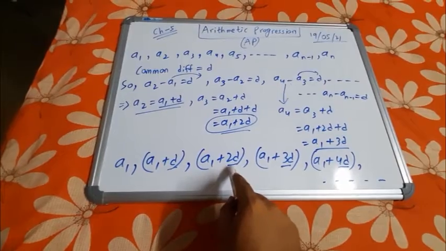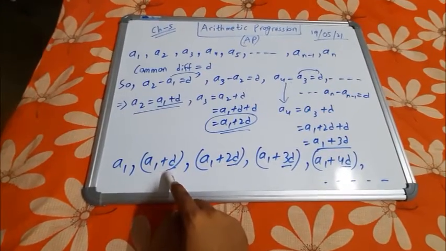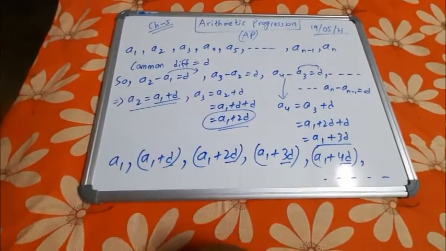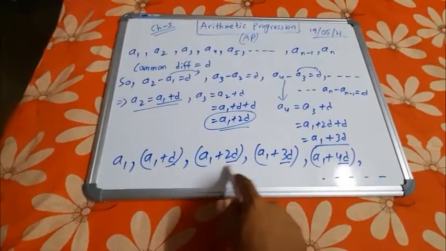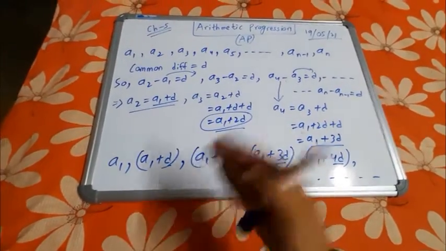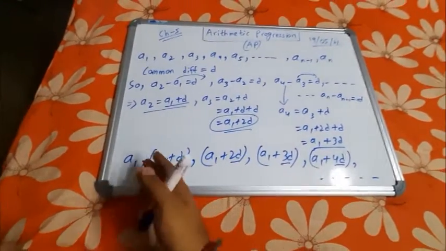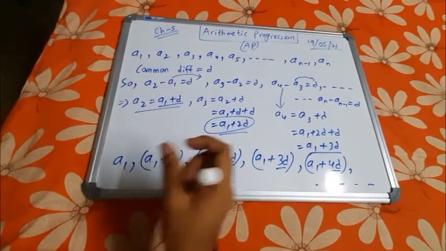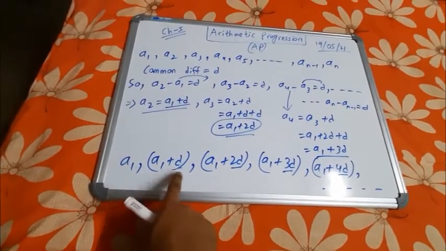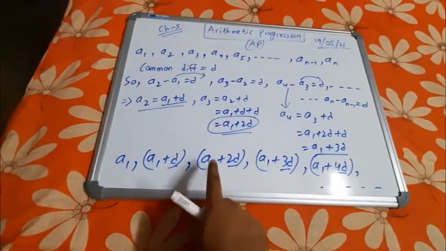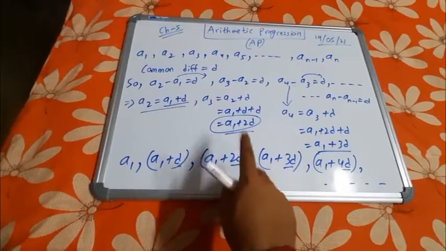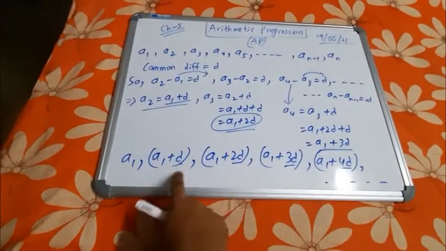See, just one difference is getting added. Over here it's plus d and here it is plus 2d, that means one d, one difference, has been added. Now again one difference has been added to its previous term, and over here again one difference has been added to its previous term. Now this I can call an AP, because in an AP the next term is actually the difference plus the previous term. Over here also, the next term will be the common difference d plus the previous term.